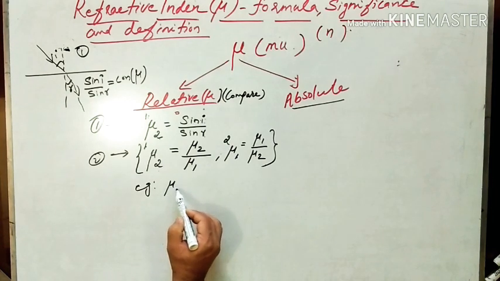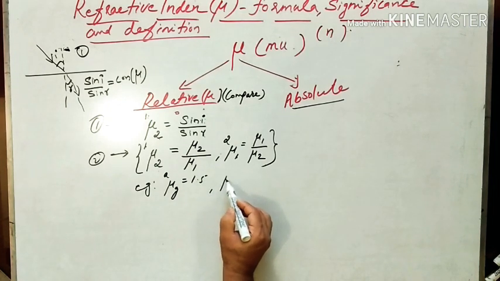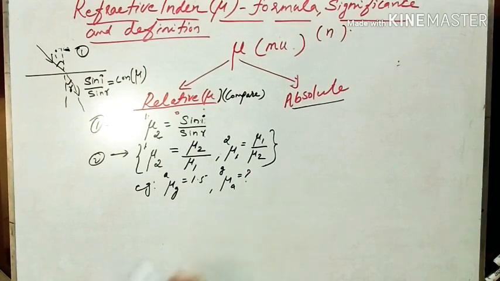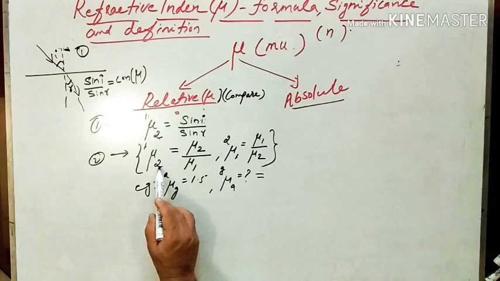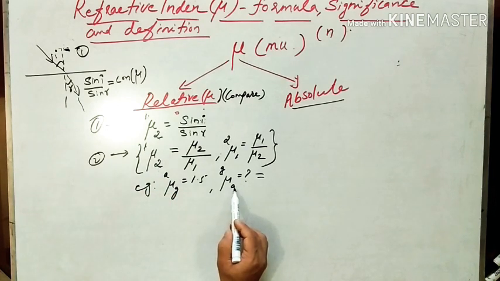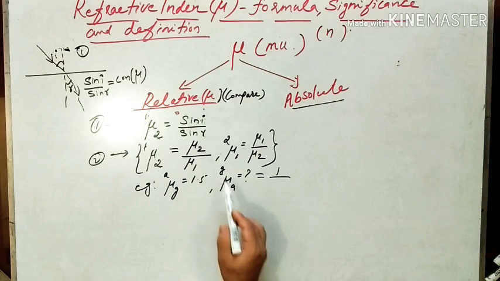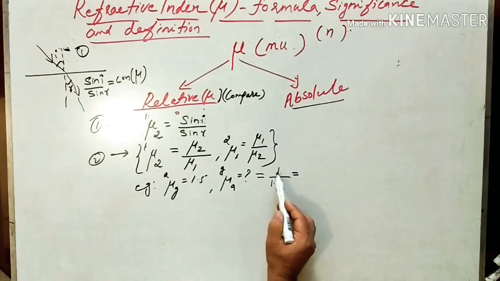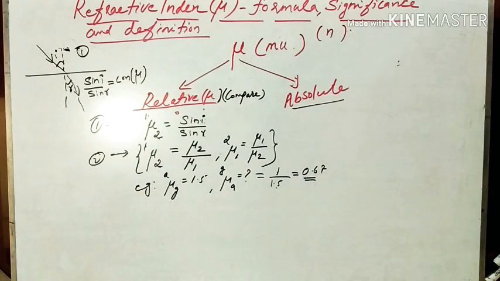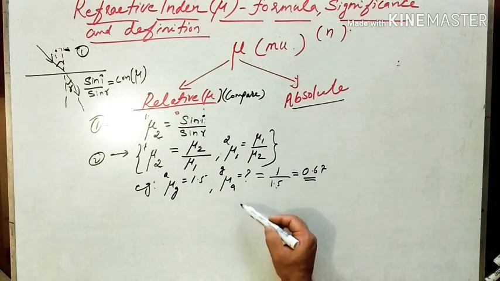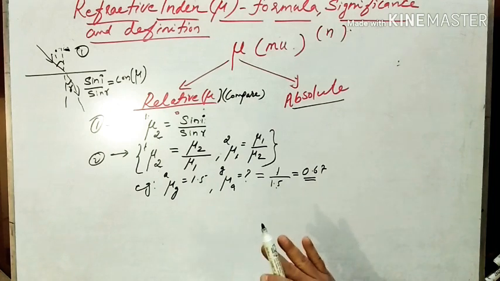For example, the refractive index of glass with respect to air is 1.5. Then what is the refractive index of air with respect to glass? How do you write it? Very simple. Refractive index of air with respect to glass. See from the statement, refractive index of the second medium with respect to the first medium. So the refractive index of air is 1, and the refractive index of glass is 1.5. 1 divided by 1.5 is 0.67. So refractive index is a pure ratio. It has no unit. It is a dimensionless, unitless quantity.